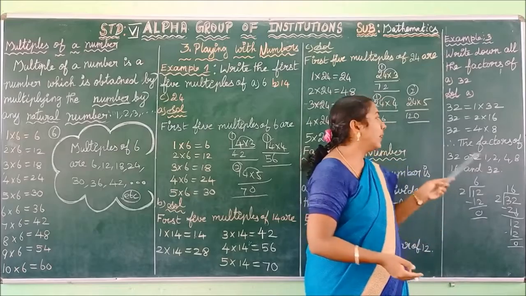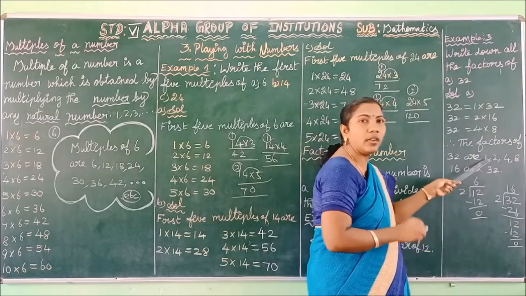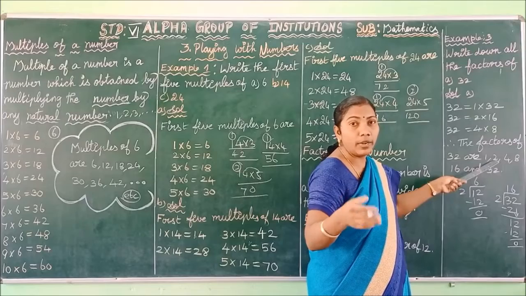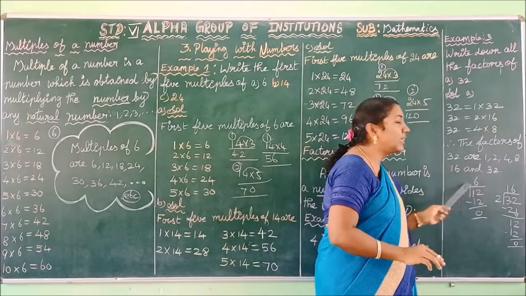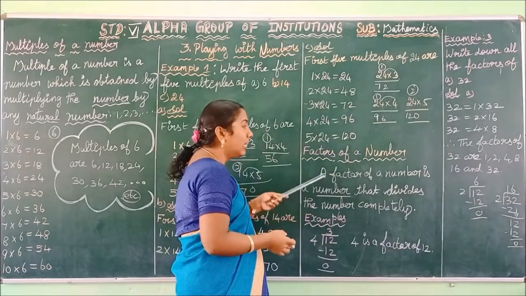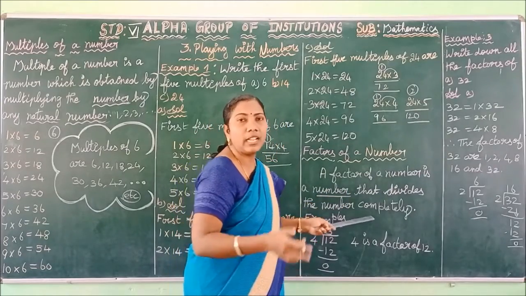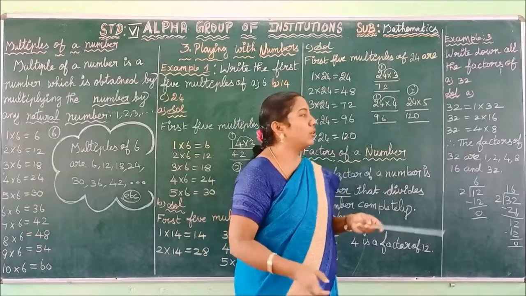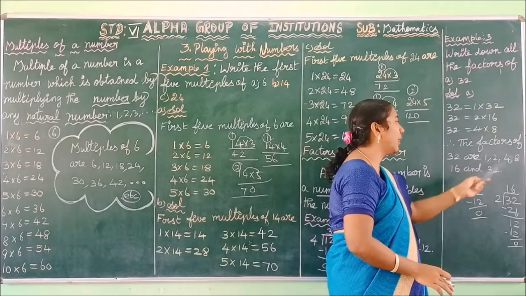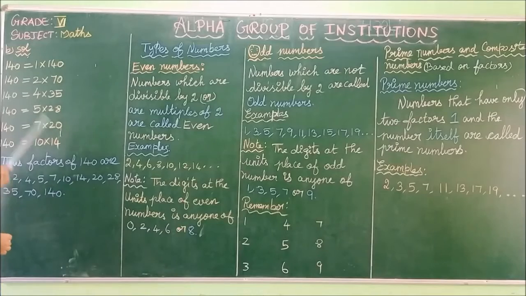What do you mean by saying this number as the factors of 32? If you divide the 32 by 1, it leaves the remainder 0. If you divide the 32 by 2, it leaves the remainder 0. It means these factors divide the given number completely. According to the definition, what you are saying? A factor of a number is a number that divides the number completely. Completely means remainder should be equal to 0. Thus we have found out the factors of 32. They are 1, 2, 4, 8, 16 and 32. It's clear, children?